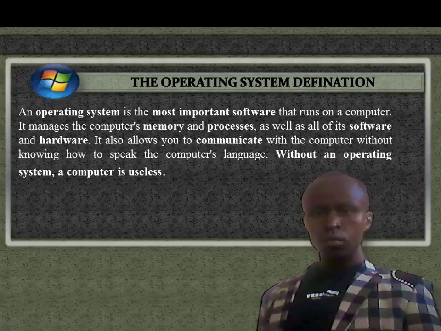This is also the software that determines the feel and the look of your computer. So if you switch to a different computer, you may see as if it has a different look and feel. It's only that maybe it is using a different version of an operating system or a completely different operating system.